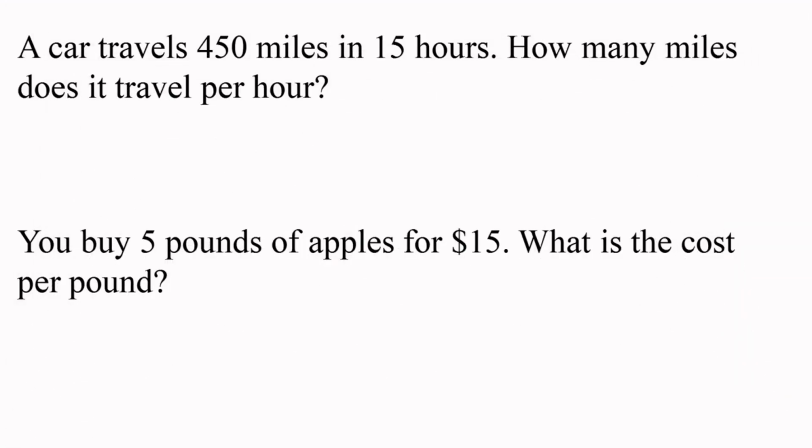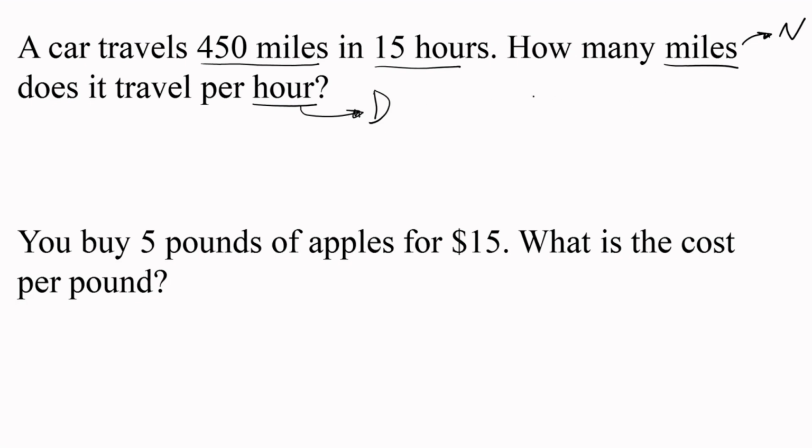Let's start solving examples. A car travels 450 miles in 15 hours. How many miles does it travel per hour? In this type of question, when we talk about unit ratio, order matters. Why? Because we need 1 unit for numerator and 1 unit for denominator. In this specific question, we have mile per hour. So mile will be for numerator and hour will be for denominator.